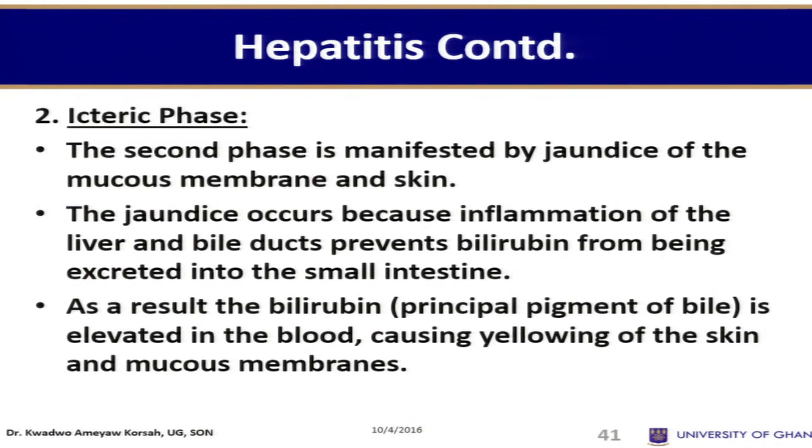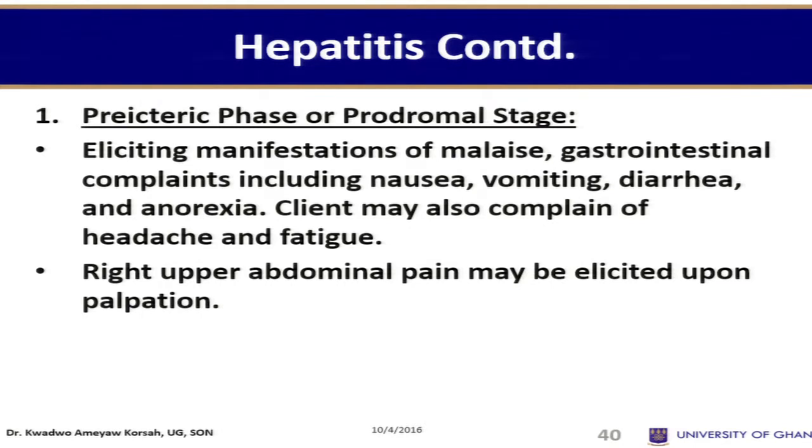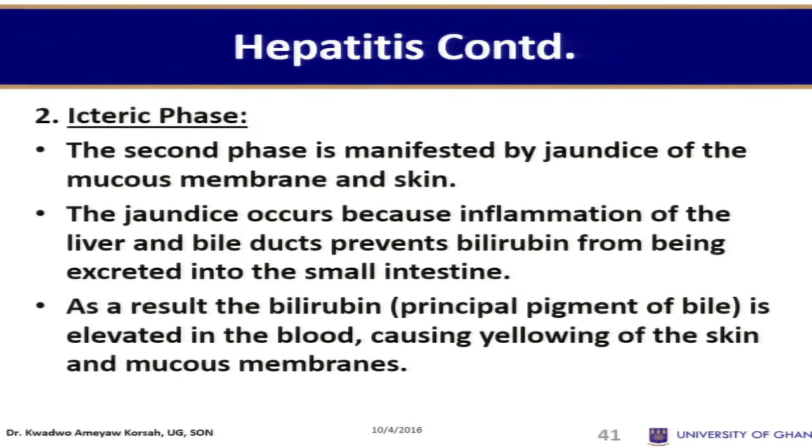And then we have the icteric phase. You know, the first phase is the pre-icteric. Here, no jaundice, no yellowish coloration of the eye, and then the palm, and other areas that are noted. But what we see in the icteric phase, the second phase, is that it is marked by jaundice of the mucous membrane and then the skin.